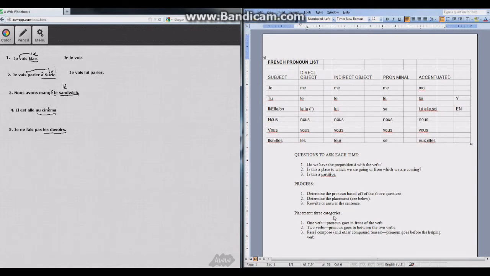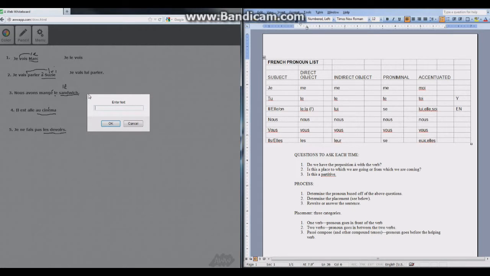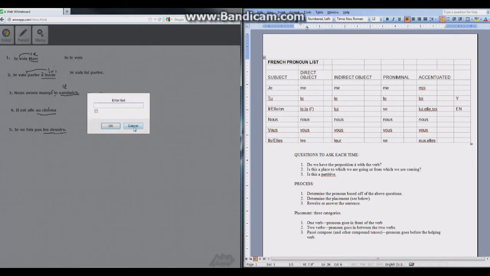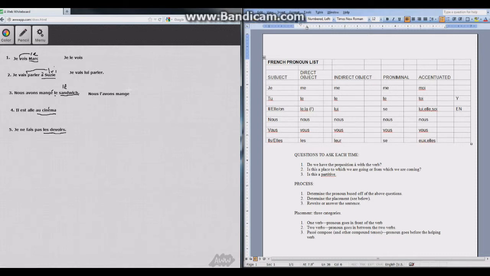Now I need to determine my placement. Nous avons mangé. I need to be able to recognize that this looks like 2 verbs, but it's not. Helping verb, past participle. It's the passé composé. My pronoun goes before the helping verb. Alright, so now we have to be careful because this is a vowel and my helping verb is going to begin with a vowel. You'll see what I do. Nous l'avons mangé. I can't put accents in with this, so I'm going to write it in. And what I did was this le becomes l' because it's in front of a vowel.